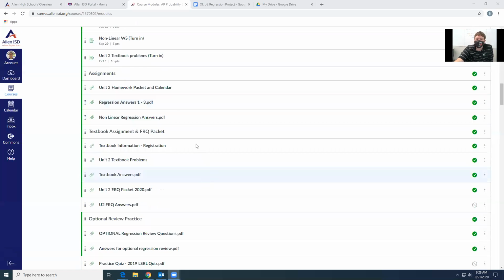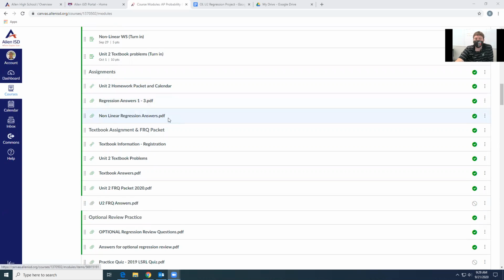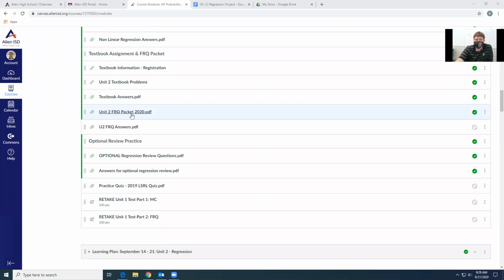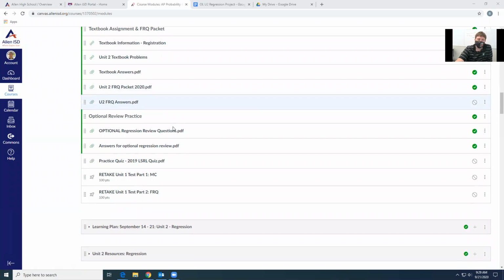And then I tried to organize the assignments a little bit better too. The homework packet and calendar is right here, which I'm gonna open up again in a second just to show you guys all the dates for everything. The answers for the worksheets are underneath them. The textbook assignment and FRQ packet information is right here. In a second, I want to show you guys how to register for the textbook. You don't have to do it right now in class, but I want to show you that. The answers for the book problems are located here. The free response question packet is here. We'll go over the answers together in class, so they're not open yet.